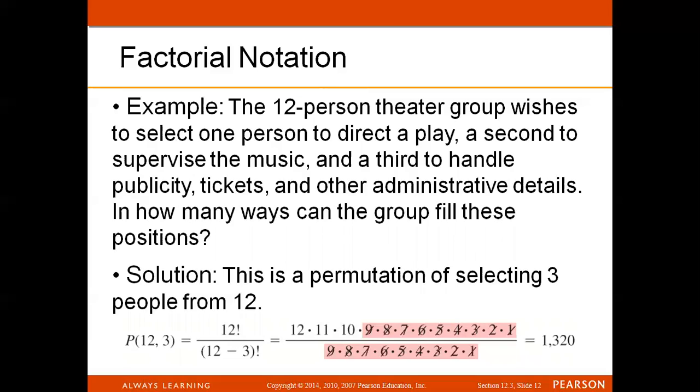The 12 factorial we write out in the numerator, and we can see that the 9 times 8 times 7 times 6, all the way down to 2 times 1, cancels in both the top and the bottom. We're left with 12 times 11 times 10, which equals 1,320.